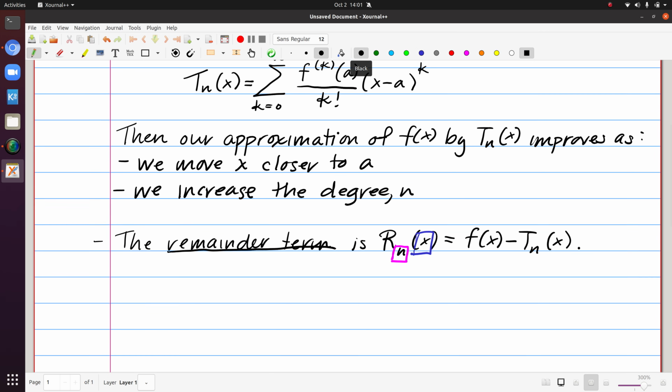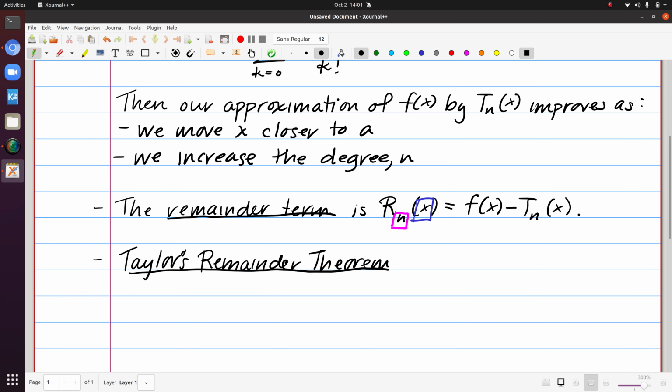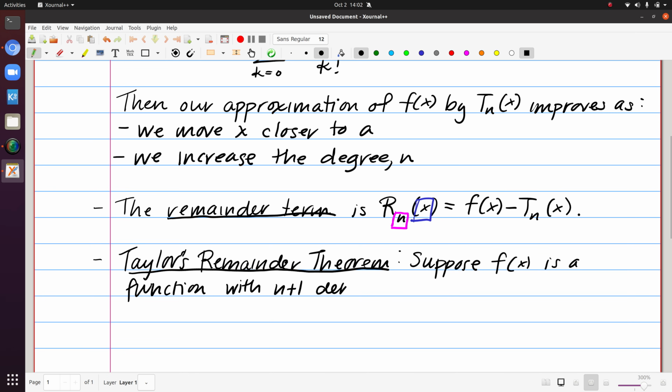So Taylor's remainder theorem gives us a way to bound this resulting error or remainder term. Now I want to state the theorem. It turns out the proof of this is pretty complex, but we will look at a very special case so that we get an idea of the connections being laid out here. So for Taylor's remainder theorem, we're going to suppose that f of x is a function with n plus 1 derivatives.